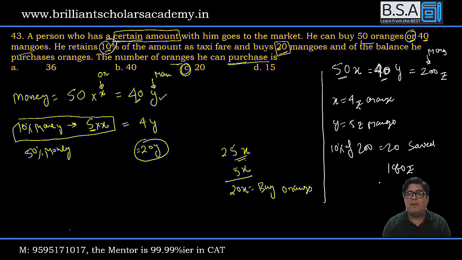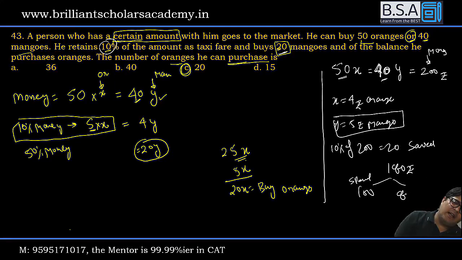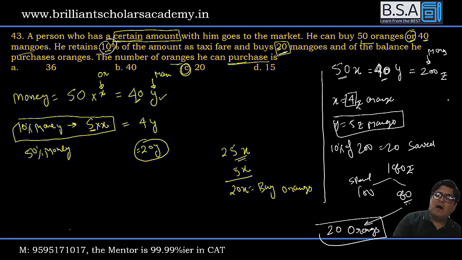How many mangoes does he buy? 20. What is price of mango? 5 rupees. 5 into 20, 100 rupees he has spent on mangoes. So how many has he got further? 80 rupees. He has got 80 rupees further. In these 80 rupees what is he buying? Orange. What is price of a single orange? 4 rupees. So divide this by 4. So he could easily save money for 20 oranges.